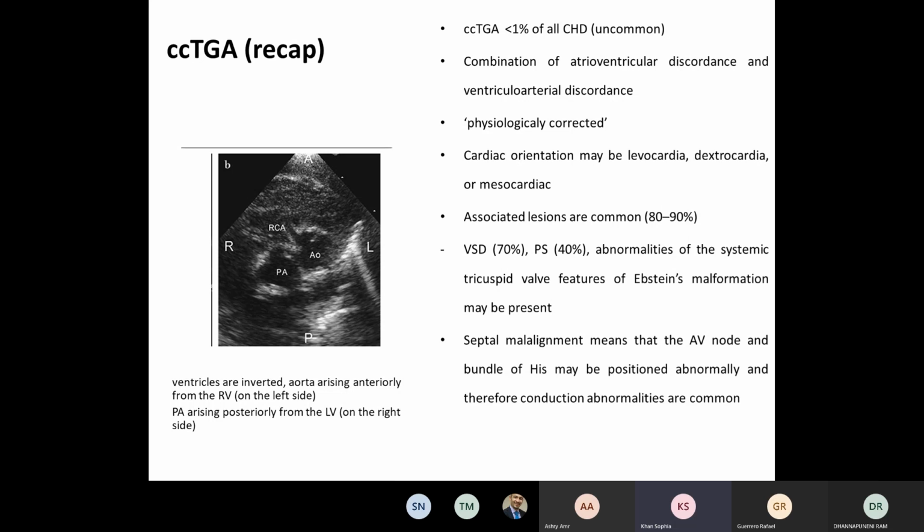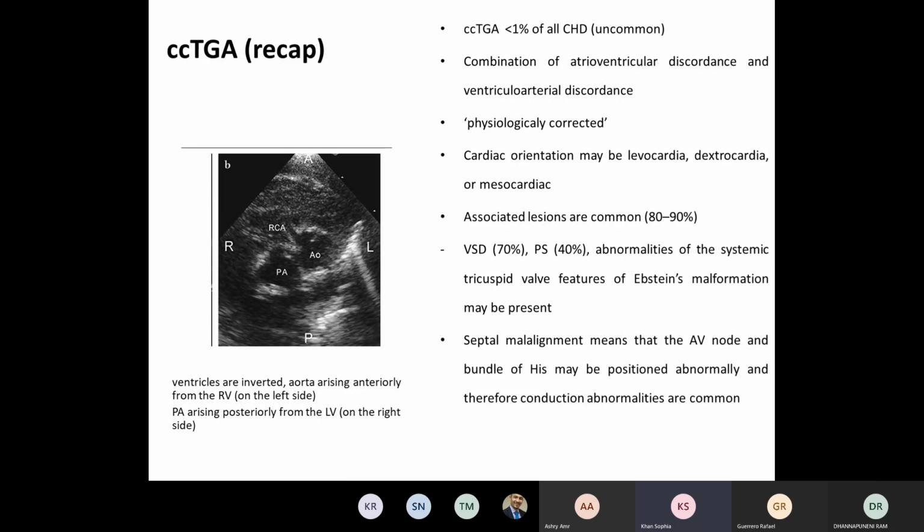So the recap to begin with, which I'm sure after the last few weeks is all quite clear. Everyone's probably got a good grasp of ccTGA, but it's not very common. It's probably 0.5 to 1% of all congenital heart disease that we see. Its name explains what it is in a way: congenitally corrected transposition. Some people use phrases like double discordance or physiologically corrected. It basically means that there's atrioventricular discordance and ventriculoarterial discordance, so the patient will not present with the cyanosis you would see with normal TGA.